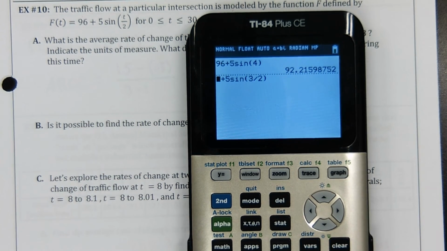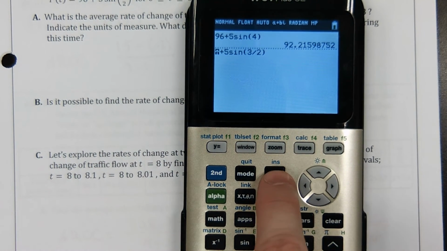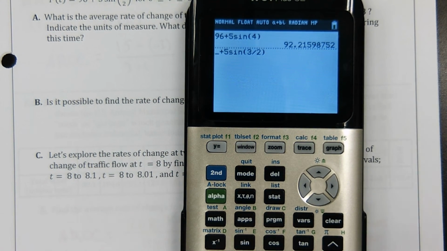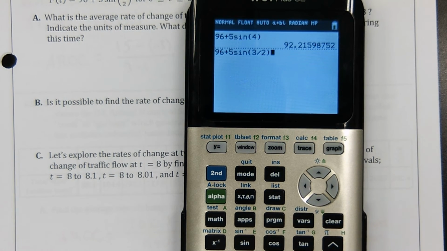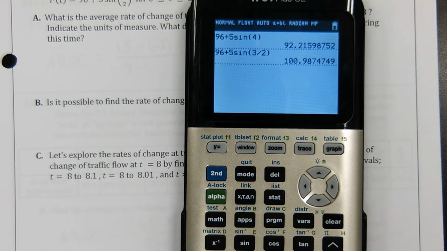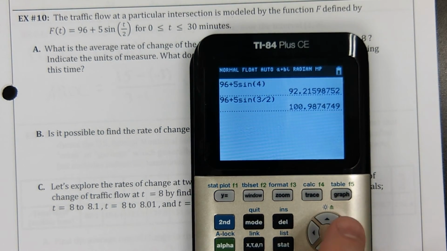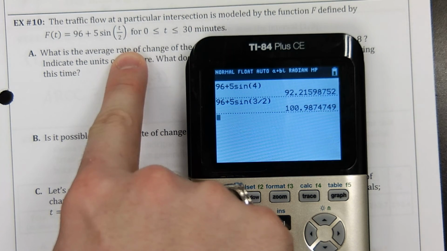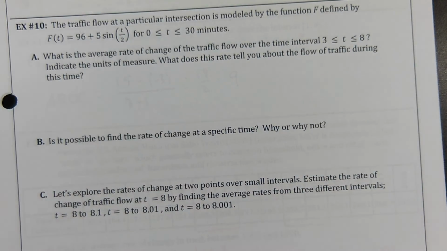If you ever miss a character like I just missed the 9, you don't have to clear it all. Hit second, and then the delete button will let you insert a character. There's your insert command, so you don't have to retype it all. I put 8 in once, and 3 in once, because I needed to know the y values. Now I'm going to find my average rate of change.